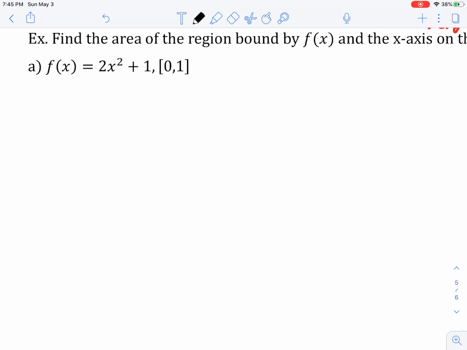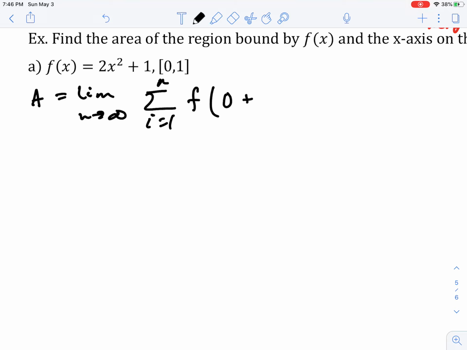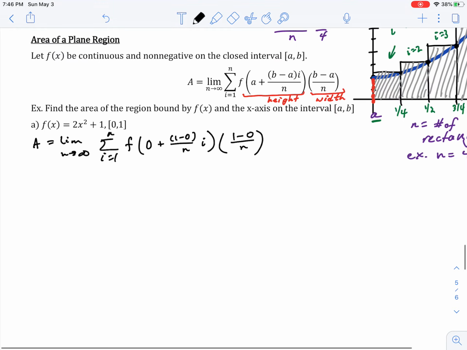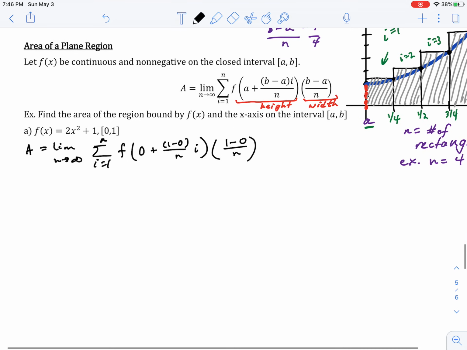So same function, but we're just now going to answer the question of what's the exact area underneath this curve. So the area is equal to the limit as n approaches infinity of, in this case, this being n, this being i, the sum from i equals 1 of f of 0 plus (1 minus 0 over n) times i, times (1 minus 0 over n). And we already kind of just discussed all this, but I'm just writing this out in the same formula so you can see what it is equal to, the limit as n approaches infinity.